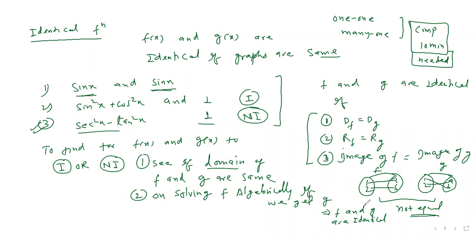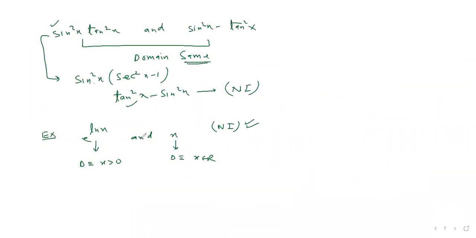हाँ सर, तो राइट वाले में वो नॉन आइडेंटिकल क्यों लिखा सर? राइट वाला नेक्स्ट पेज, ये वाला ये टॉप पे. हाँ हाँ, तो इसके डोमेन सेम है, बट सॉल्विंग दिस वी आर नॉट गेटिंग द फंक्शन. This is sin square x minus tan square x. This is tan square x minus sin square x. So these two functions are not identical. These two are identical.